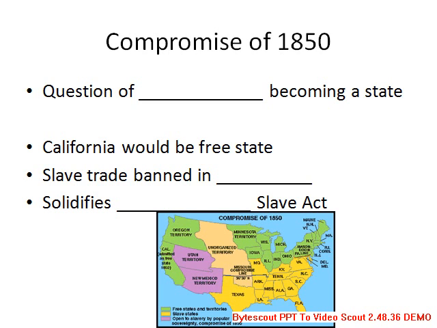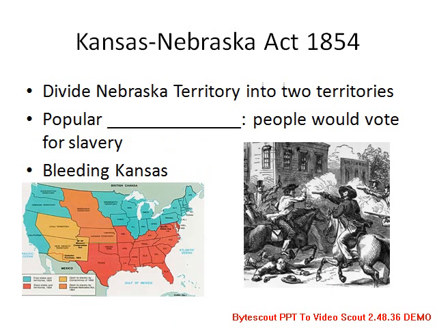This was an idea that had kind of gone back and forth in the past, and what the Fugitive Slave Act said was, if a slave ran away from the South into Northern territory, Northerners actually had to help Southerners find the escaped slave. That was the Fugitive Slave Act.